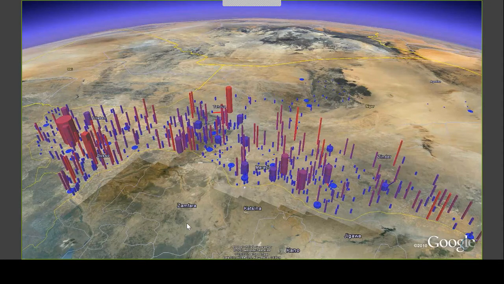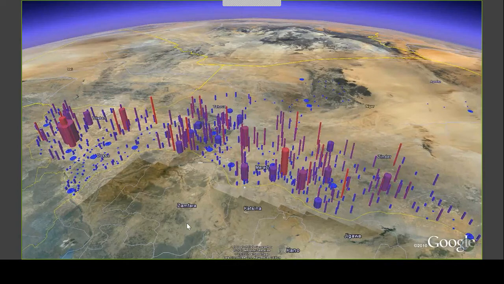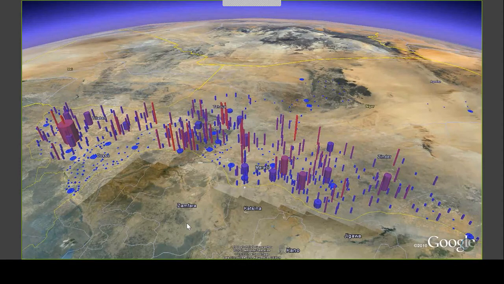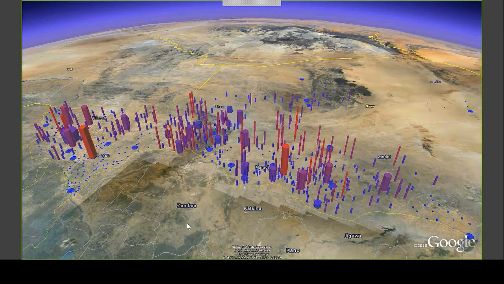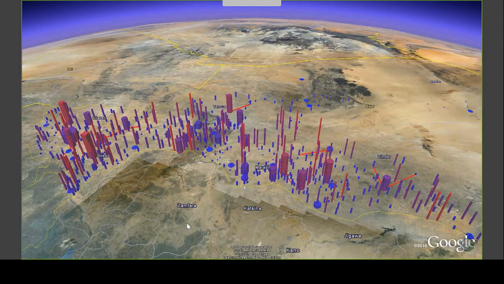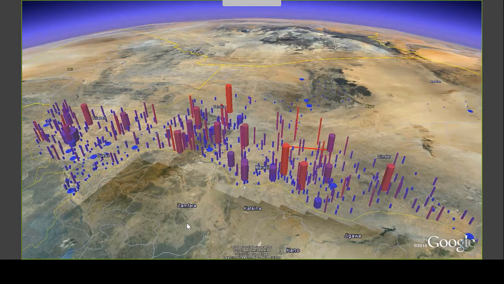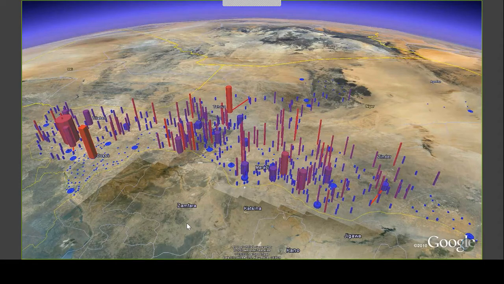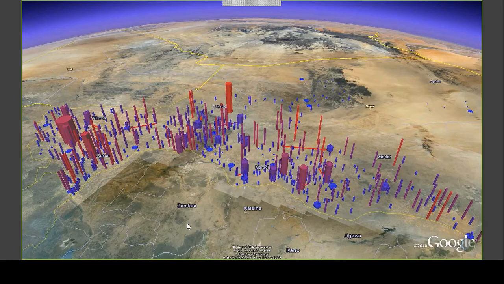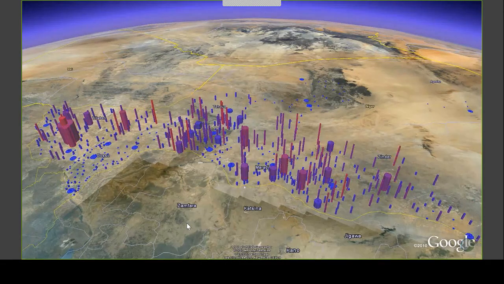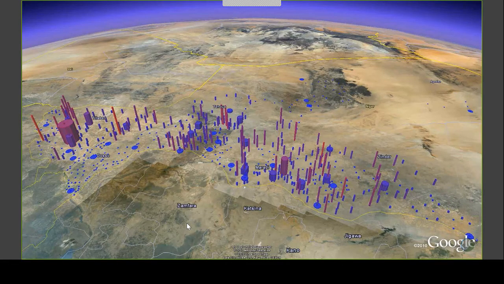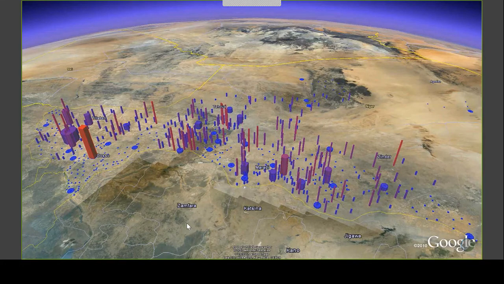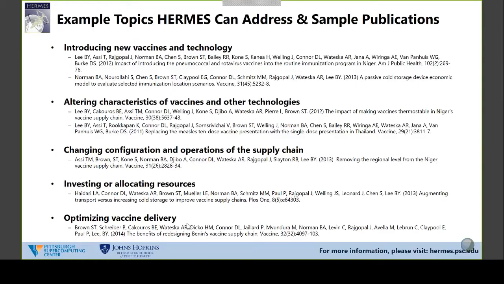And that's because there are bottlenecks in the supply chain, causing vaccines not to get there. So that is populations that don't get vaccinated. Those are children that could get vaccinated against preventable diseases who may get sick or die because they can't get the vaccines there. And so one of the reasons we built Hermes is to help countries like Niger model their supply chains, change them around, and figure out how to fix this problem and get vaccines to everyone in the country. So some example topics that Hermes can address, along with some sample publications.